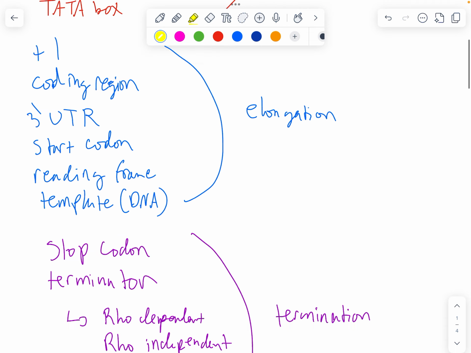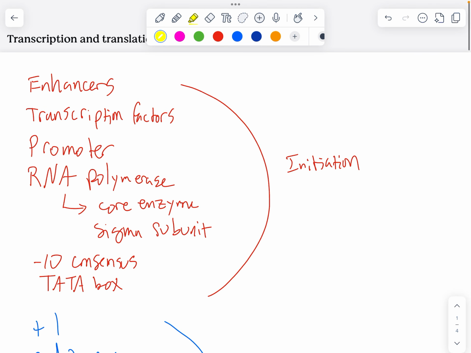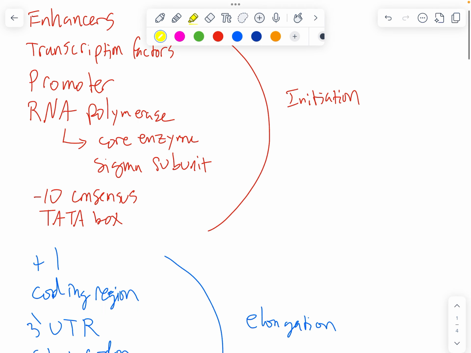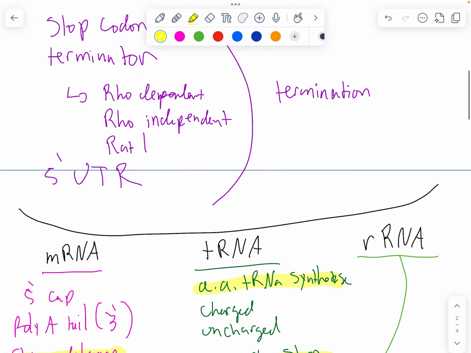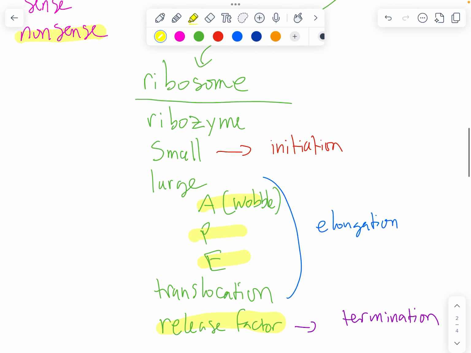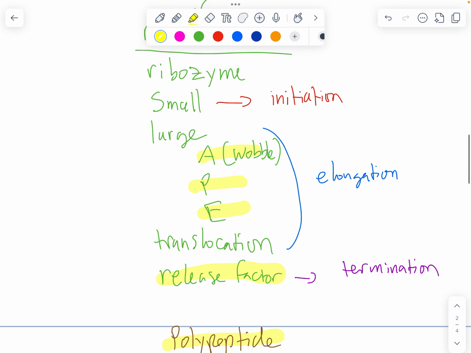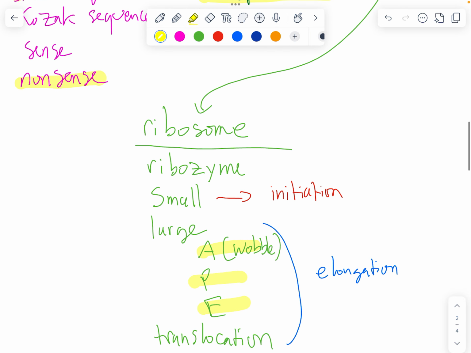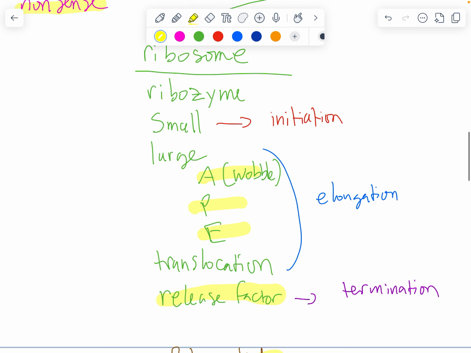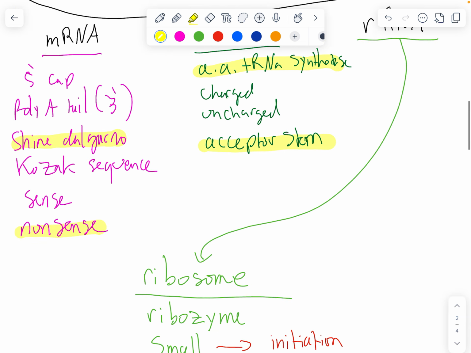So to review some of our terms, last week we had transcription, and so we talked about initiation, elongation, and termination of transcription. We have those same processes in translation. We have initiation, elongation, and termination, and they refer to the same sorts of processes. In initiation, my mRNA is binding to my ribosome. In elongation, I'm making a growing chain of amino acids, and in termination, I'm stopping the whole process.